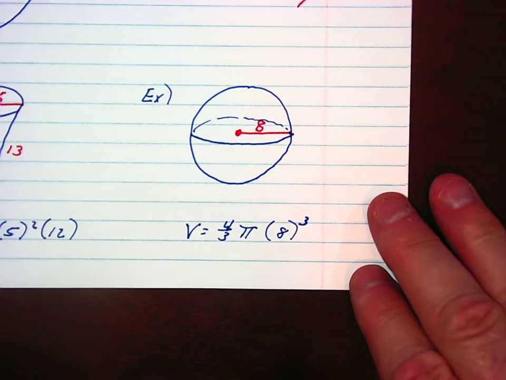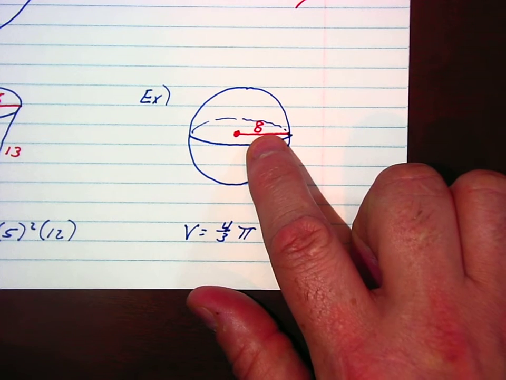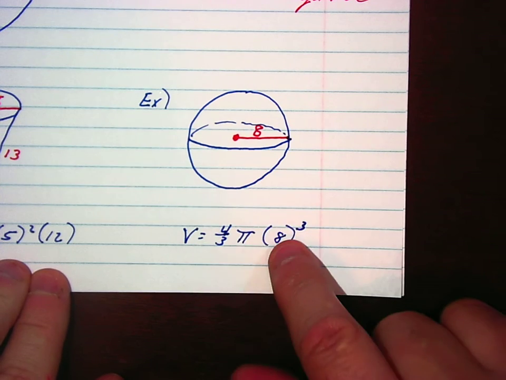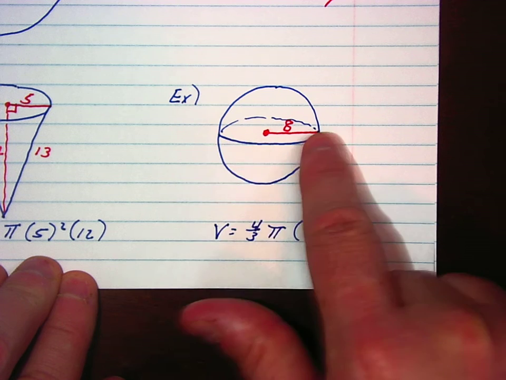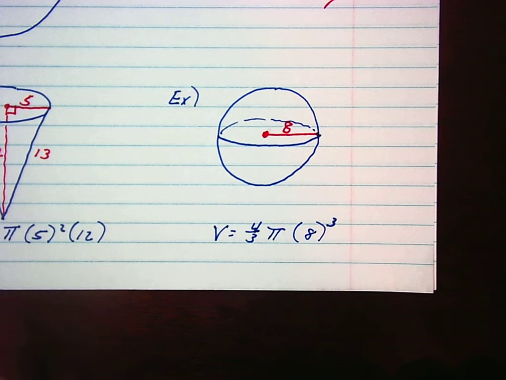Guys, when it comes to spheres, the only thing I can do to make sphere difficult is I can give you the diameter. So make sure you're putting the radius into your formula. Like if I give you the line all the way across and told you that was 10, make sure you know that that means the radius would be 5.